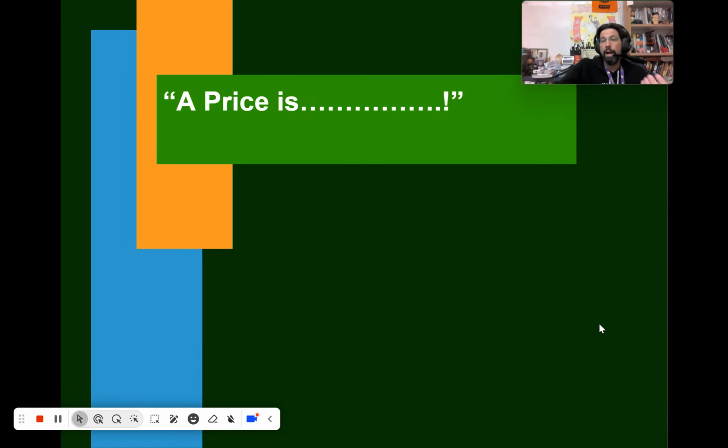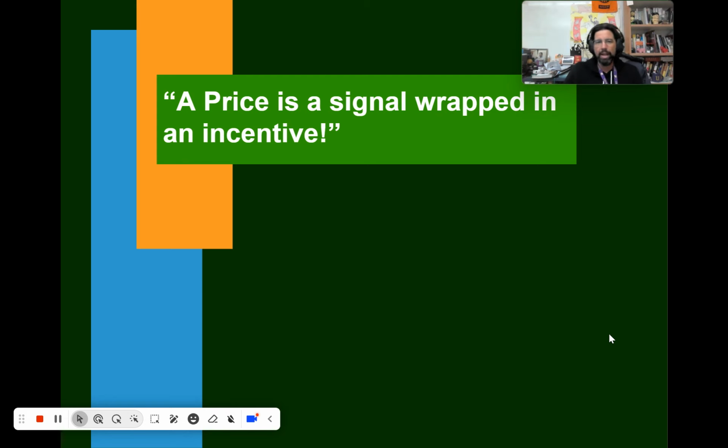Now, one of the most powerful incentives that exist out there is a price, because we know a price is a measurement of value. It actually measures scarcity, but price is something else. In economics, we say a price is a signal wrapped in an incentive. Prices get people to make choices all the time.